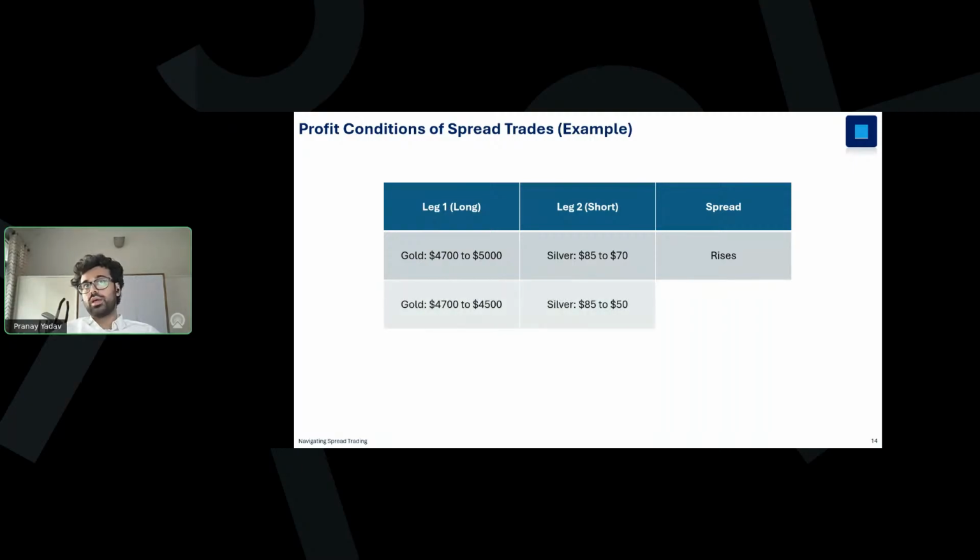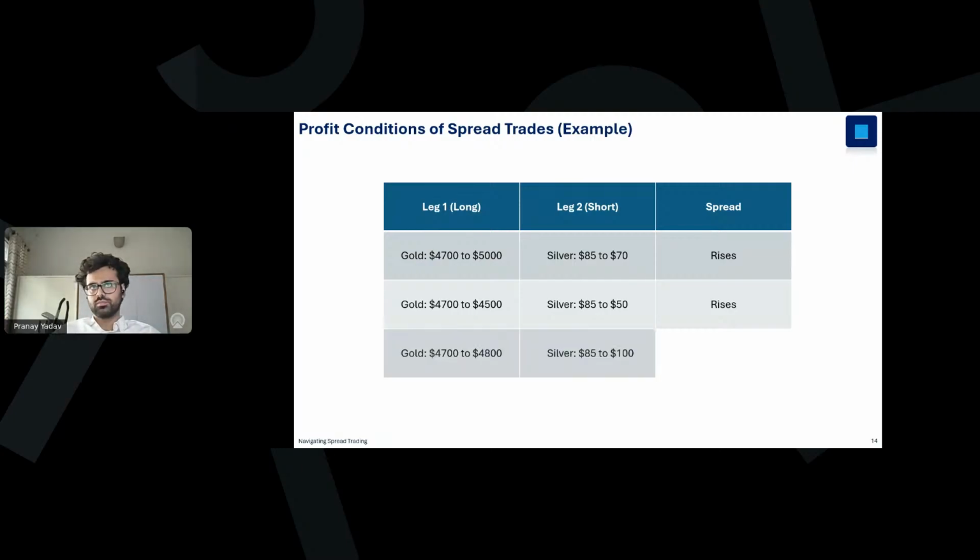The next scenario, though, is less clear because both have fallen, right? Your leg one, wherein you were long gold, even that is loss making. But the fact that the silver short position is offsetting the losses that we made on the gold long means that the spread position as a whole would still rise. And that's happening because silver prices are falling a lot more than gold prices did.